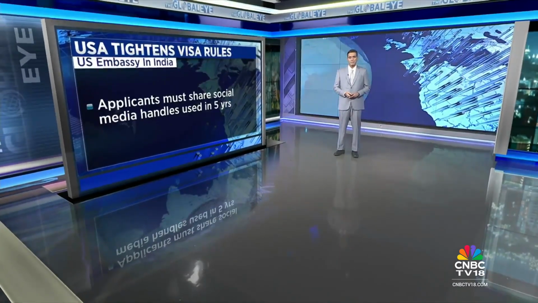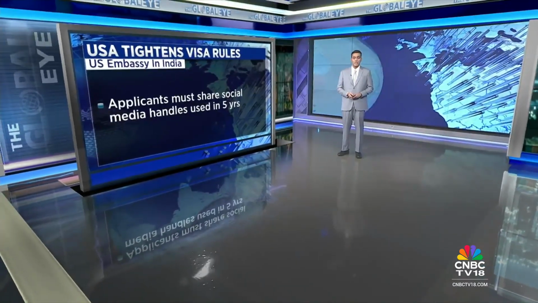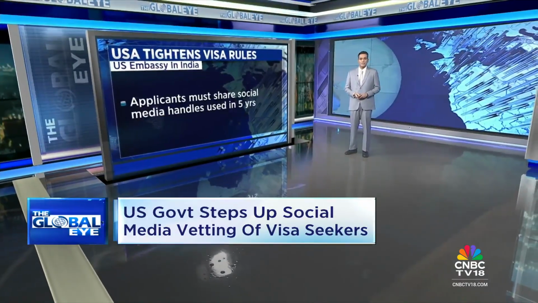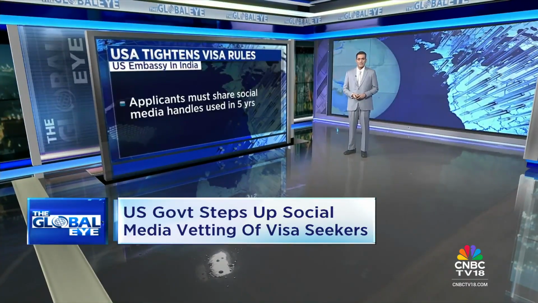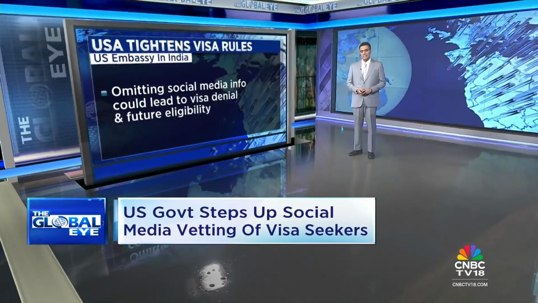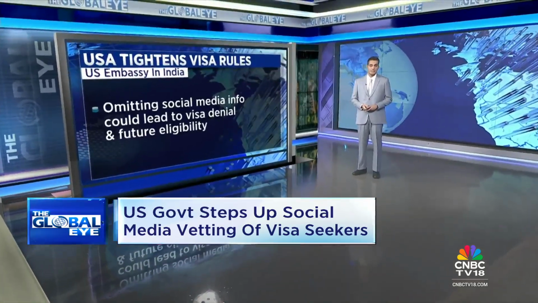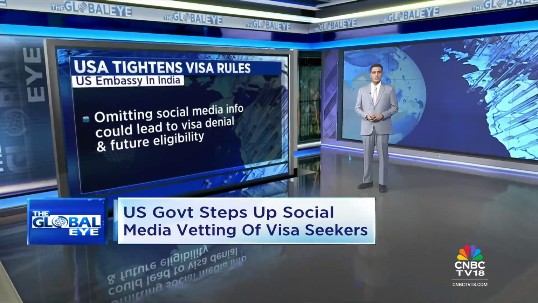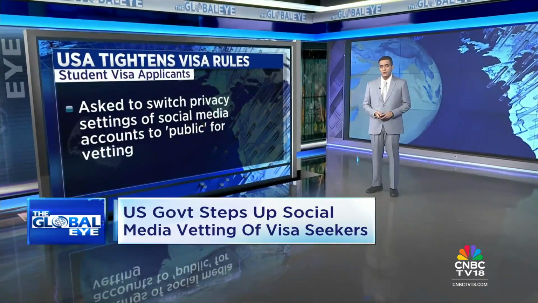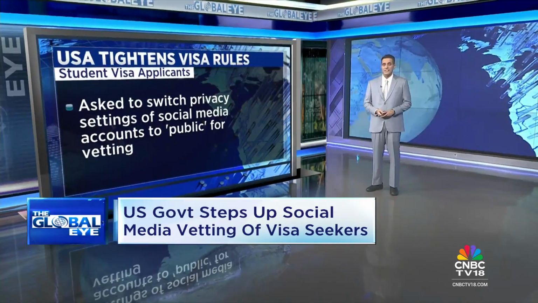The US State Department referred to each visa adjudication as a national security decision in a post on social media. The US Embassy in India cautioned applicants against omitting social media information, saying that it could lead to visa denial and future eligibility. Earlier, the US Embassy also asked those applying for student visas to switch the privacy settings of their social media accounts to public to facilitate vetting.